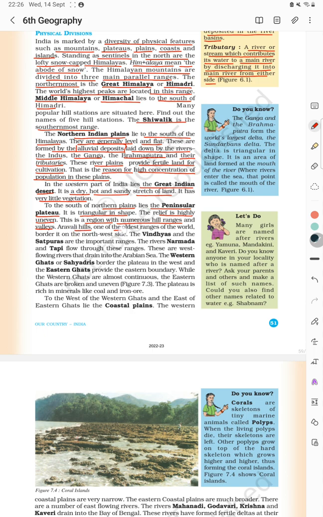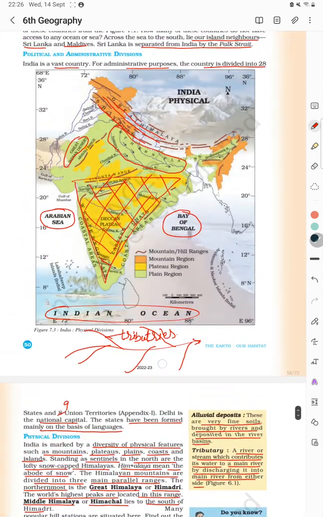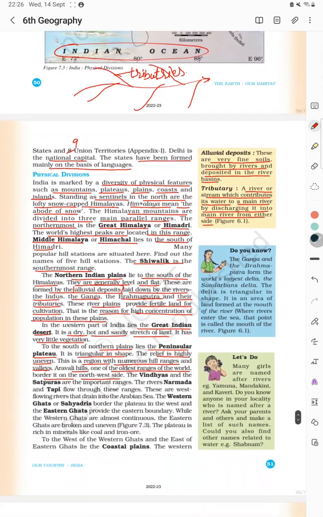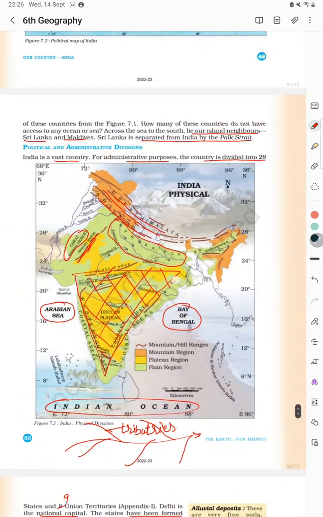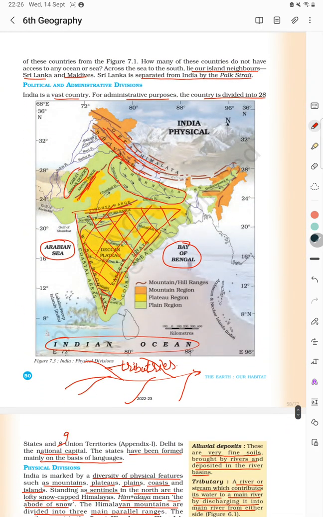The Aravalli Hills, one of the oldest ranges of the world, border it on the northwest side. If you see in the map, this is the Aravalli range that borders this plateau on the northwest side. The Vindhyas and the Satpuras are important ranges. This is Vindhyas and this is Satpura. In between, a river flows in the western direction called Narmada.